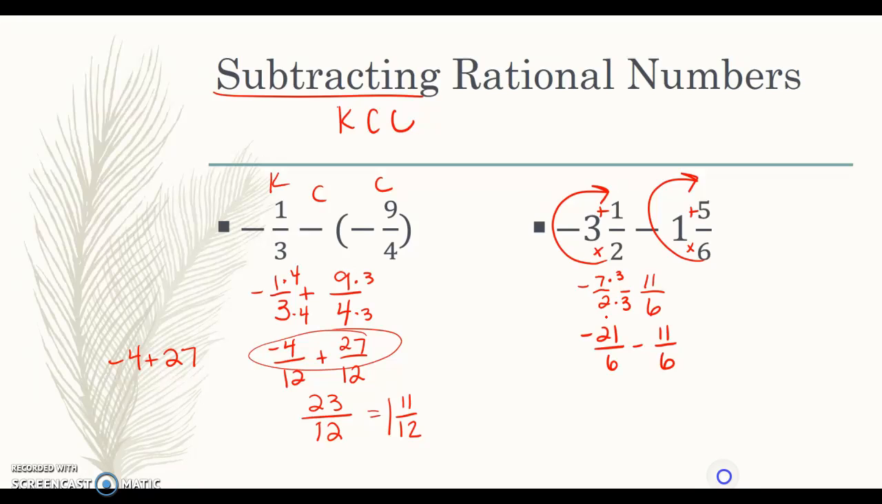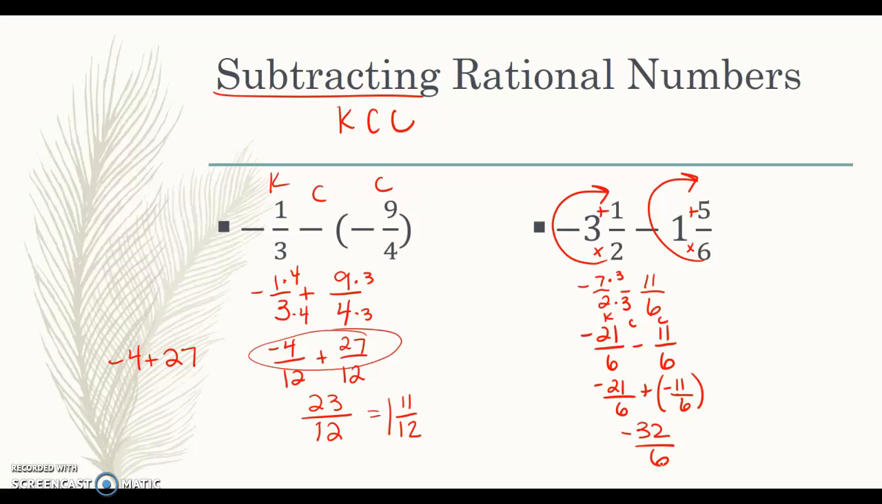So I'm going to keep, change this. I'm going to write keep, change. I've got negative 21 staying the same. Change this to addition, and then change this positive 11/6 to a negative 11/6. So now I'm just adding my numerators together, negative 21 plus negative 11, and I get negative 32 over 6.